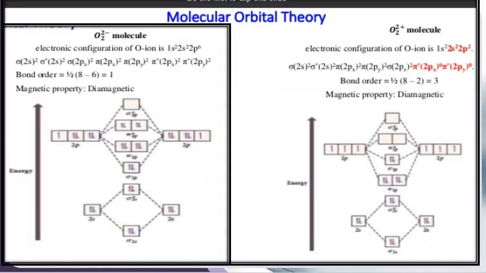A very favorite question is given in your exercise: find out which one of the following, namely O2, O2 minus 2 and O2 plus 2, is paramagnetic in nature. We have done one of them, that is O2, which we found is paramagnetic in nature as it is deflected in the magnetic field.